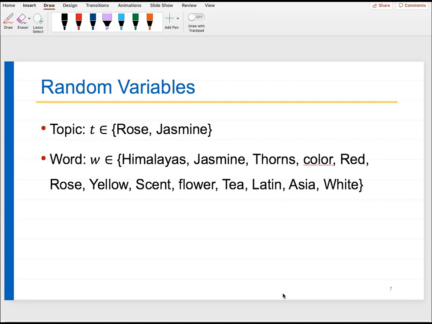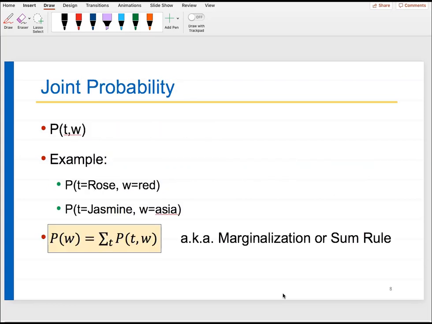Another random variable is word, which can take all these values: Himalayas, jasmine, thorns, color red, etc. So we have got 2 discrete random variables. The first random variable can take 2 values, the second random variable can take maybe, let's say, 12, 13 values. Now let us try to understand the concept of joint probability.